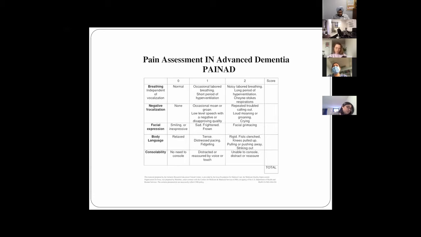However, for our older adults with advanced dementia, this is one of the scales that you can use, and you just need to total, and the higher the score, that's the way to stratify whether they have mild, moderate, or severe pain. Next slide.